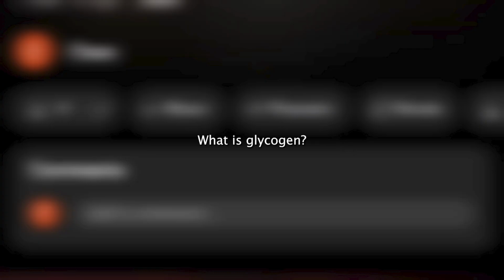What is glycogen? It's glucose strung together. It's like branches of glucose. So it's the storage form of glucose.